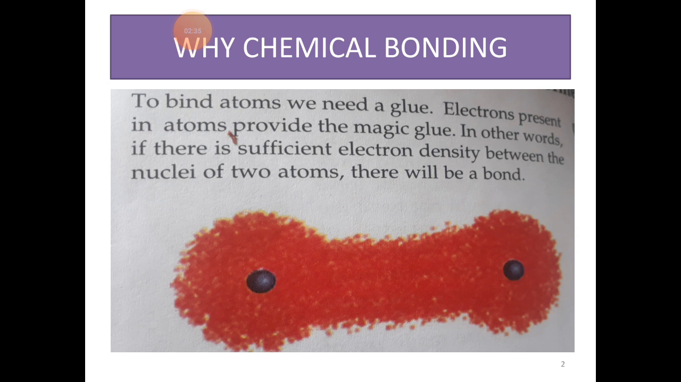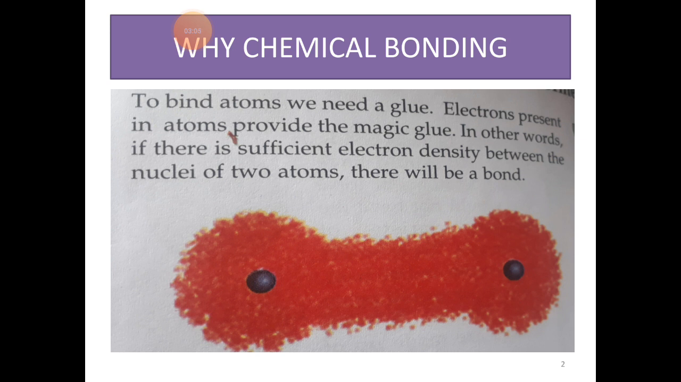The electrons present in atoms provide that magical glue. How do atoms form a bond? It's because of the electrons present in them. It's not all the electrons. Say the atomic number of carbon is 6, so we have 6 electrons. No, only the electrons that are present in the outermost shell participate in the formation of a chemical bond.